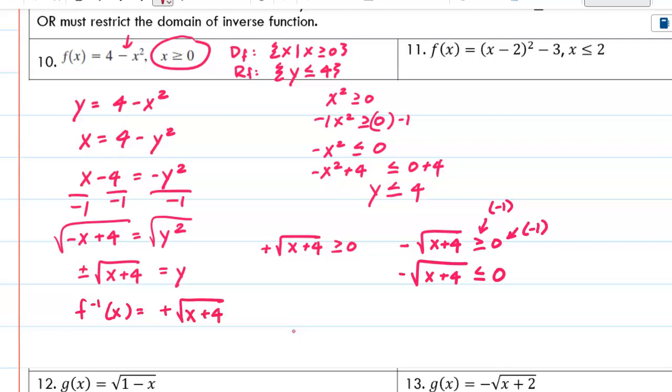And I can state the domain of the function is x is less than or equal to 4. And the range of the function is now y is greater than or equal to 0. Okay? So the range is going to determine it.